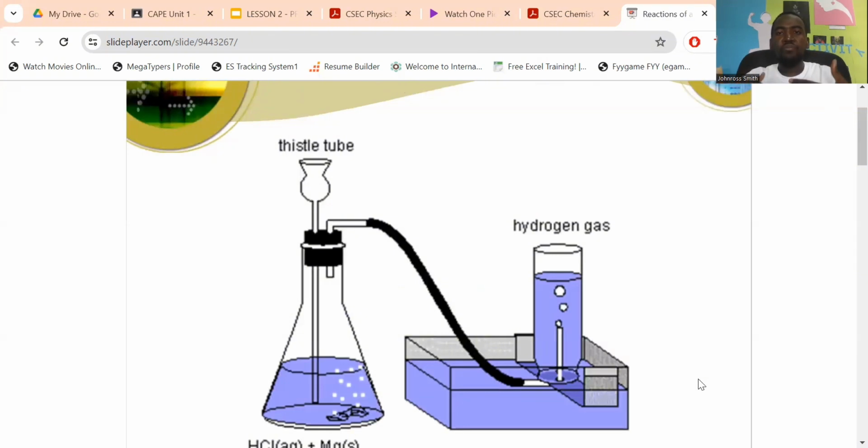Now, in future lessons, we'll learn how we know that hydrogen gas is produced. A simple way is by doing this simple experiment here, where we bubble the gas that's produced through water in an upside down container, and you'll see the bubbles being formed going up, displacing the water.